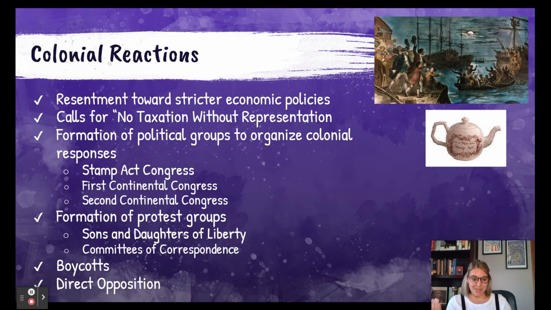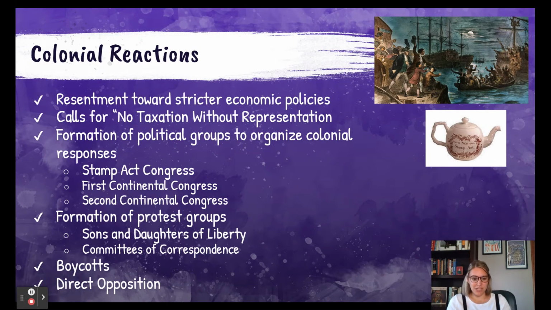Well, there's basic resentment and calls for no taxation without representation. Now, it's not no taxation, period. It's without representation. And so they begin to form political groups such as the Stamp Act Congress and the First and Second Continental Congress, and these groups are trying to organize colonial responses. Over time, they move from trying to restore the relationship with Britain to, by the Second Continental Congress, asking for or declaring independence.